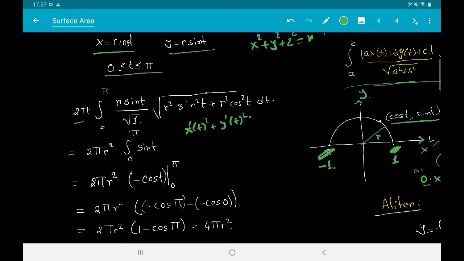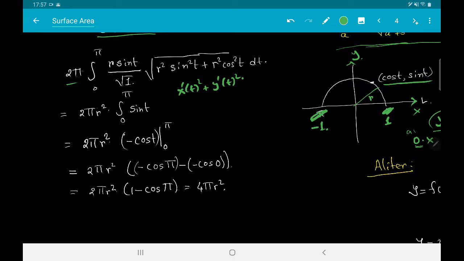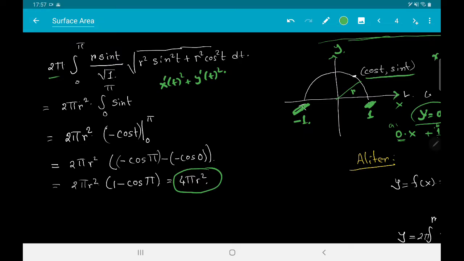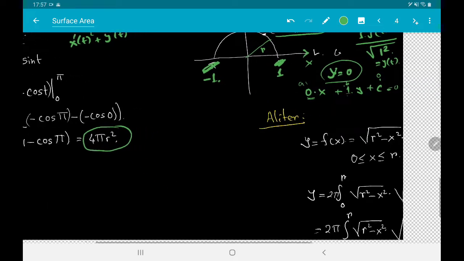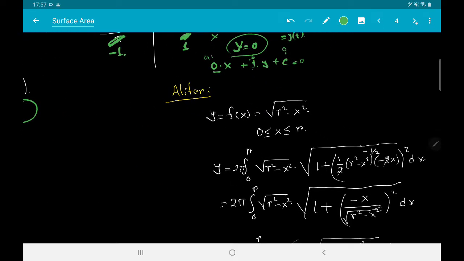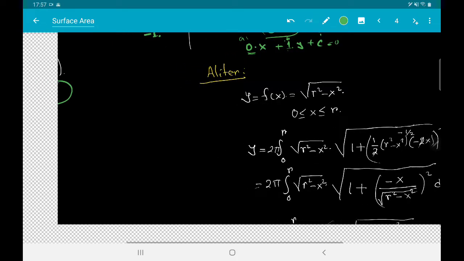2 pi comes out, and if you do all the computations correctly, you will see that this surface area is going to be given by 4 pi r square. So this is our familiar formula that we have seen in high school. An alternative way of describing this is as follows.